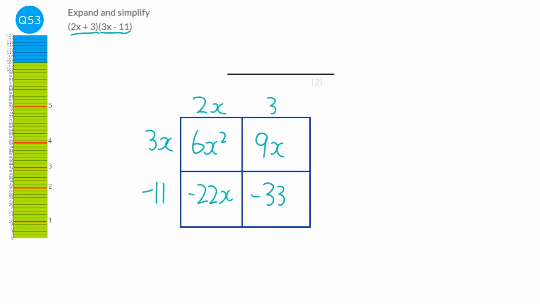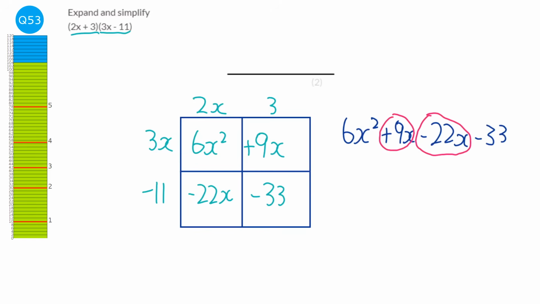Get them all together, so we've got 6x squared plus 9x, because that is a positive, minus 22x minus 33. We can see here that the plus 9x and the minus 22x are like terms, so we can add them together to make minus 13x, and that's our answer. So our answer is 6x squared minus 13x minus 33.